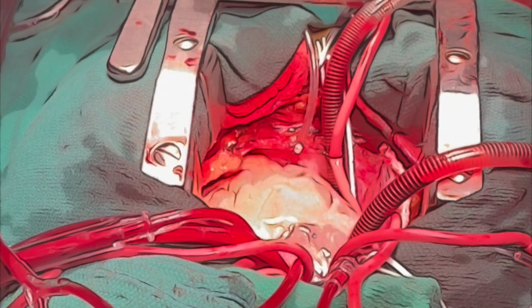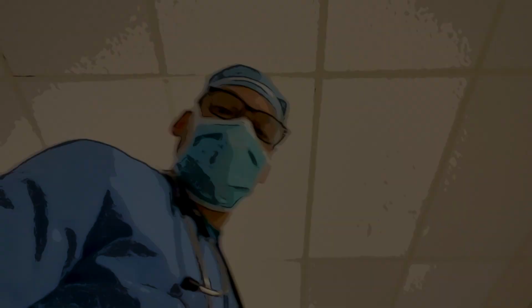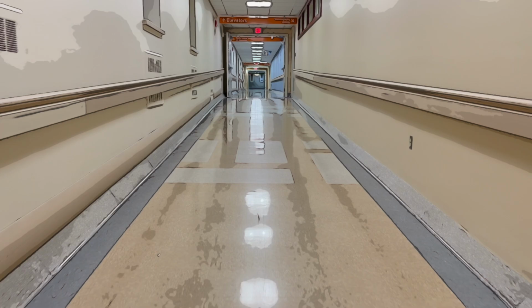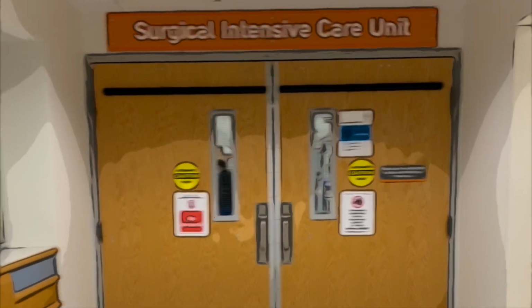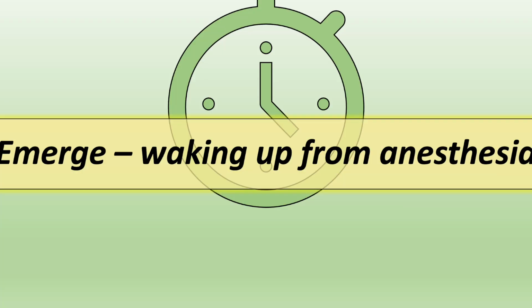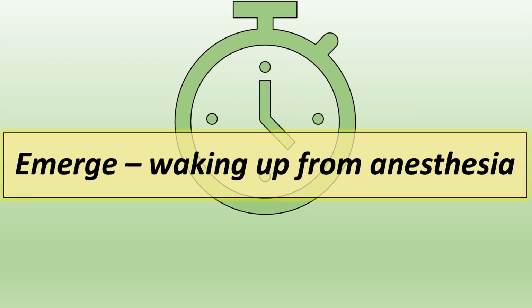At the end of the surgery, the echo probe is removed, while the breathing tube, arterial line, and central line are kept in. We then transport you to the surgical intensive care unit where you will be monitored closely by a specialized cardiac care team. As the anesthesia wears off, you begin to emerge and take over your own breathing. And then that breathing tube is removed.